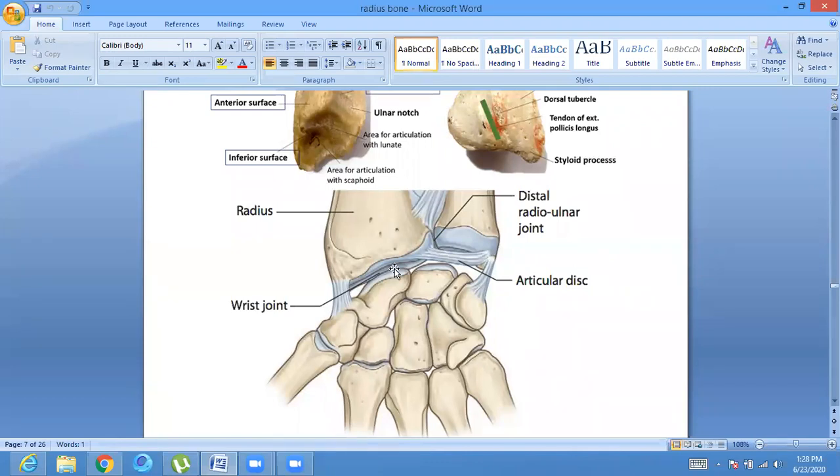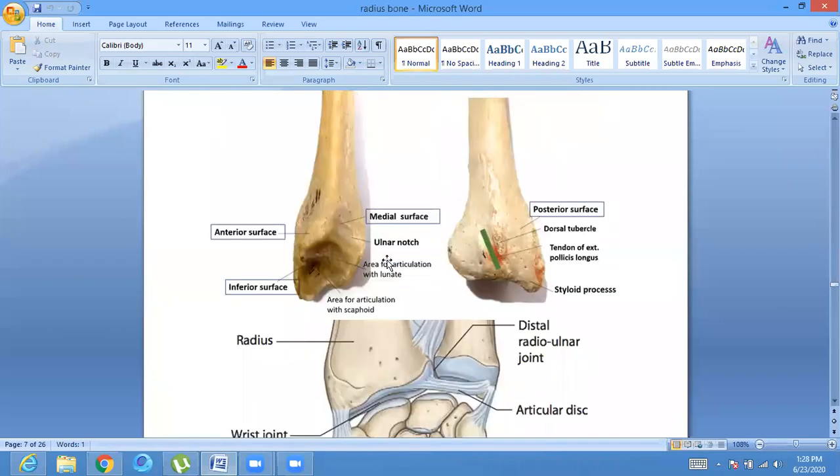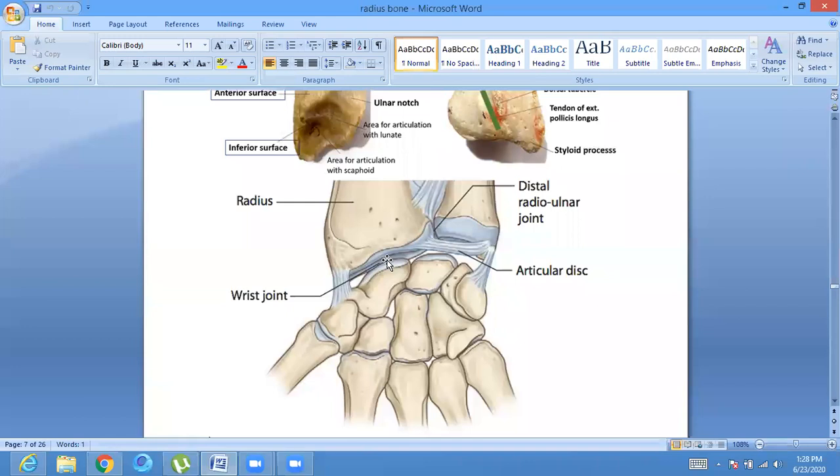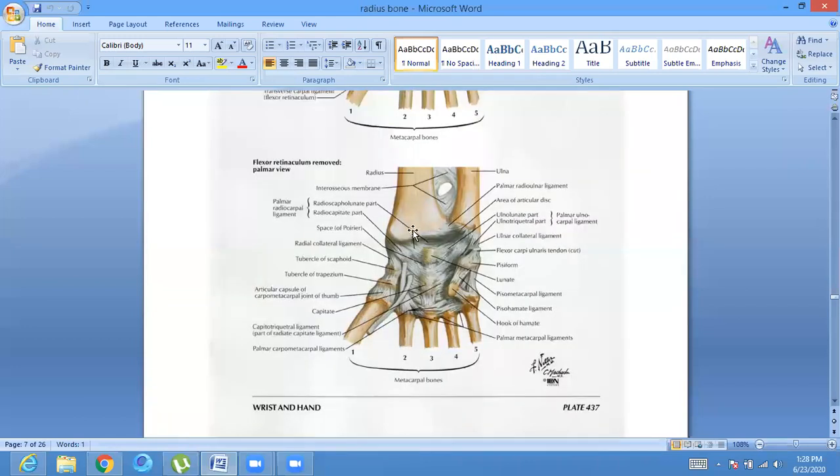Okay. Now we'll talk about the non-articular surfaces. Among the non-articular surfaces, we have the anterior surface, the lateral surface, and the posterior or dorsal surface. Now we'll talk about the anterior surface.